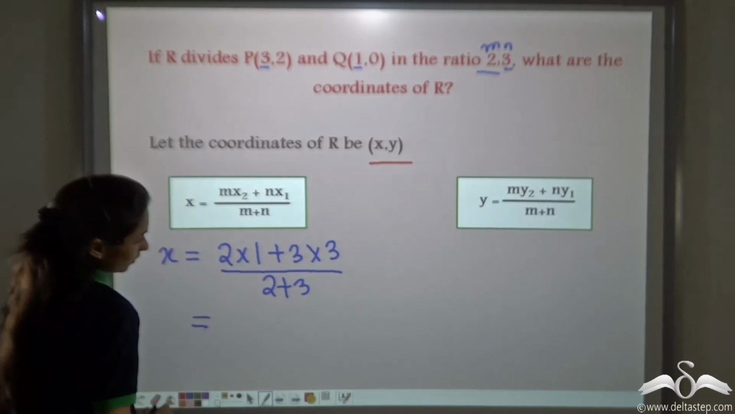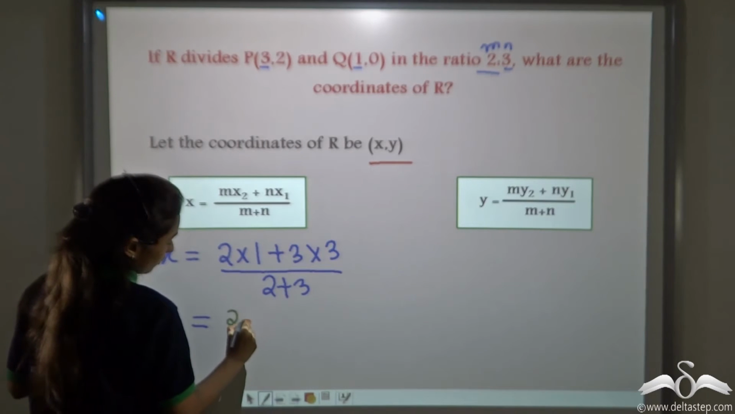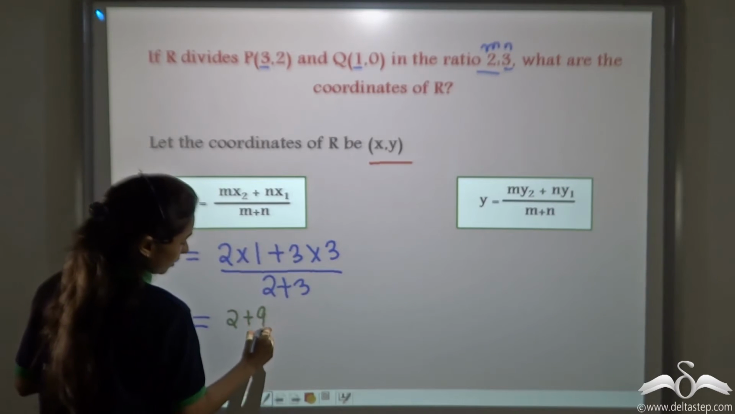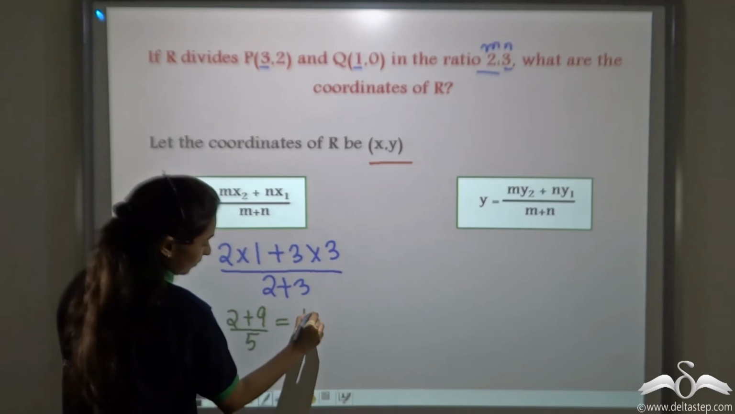So what do we get? We get 2 into 1 as 2, plus 3 into 3 as 9, by 2 plus 3 as 5. So we get 11 by 5.